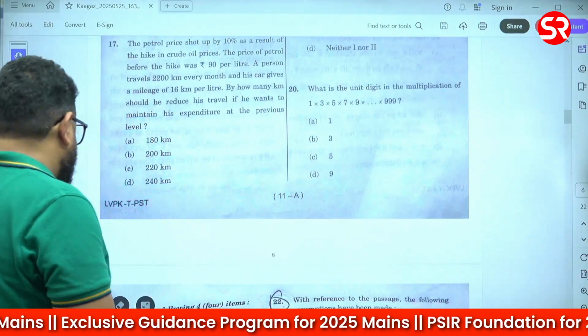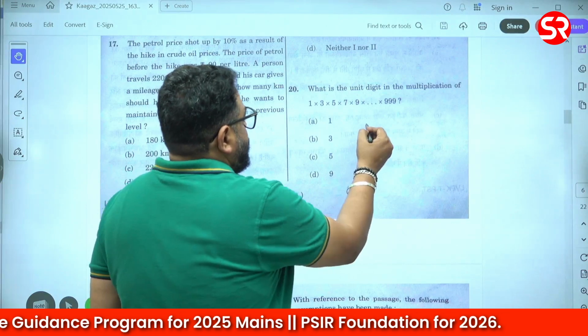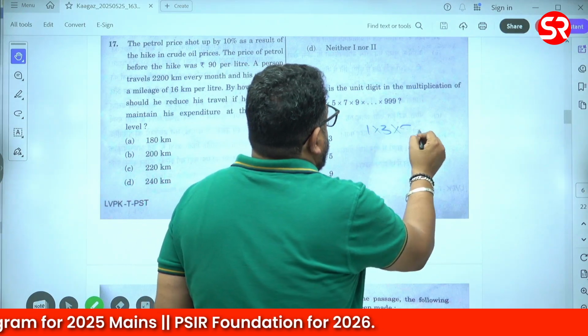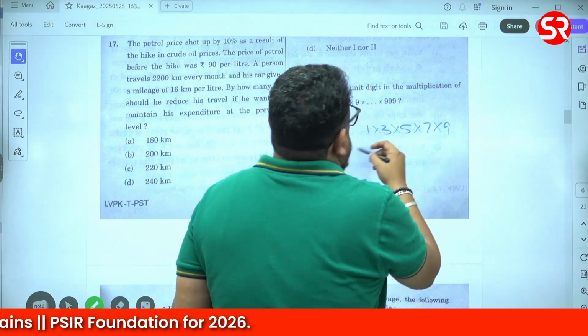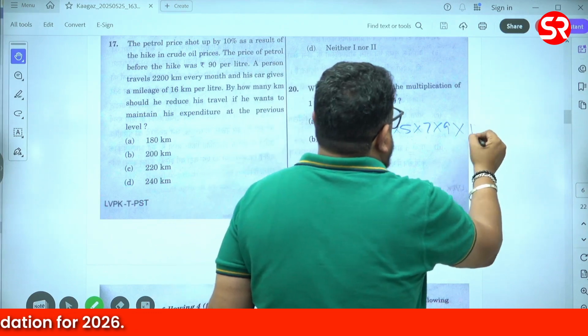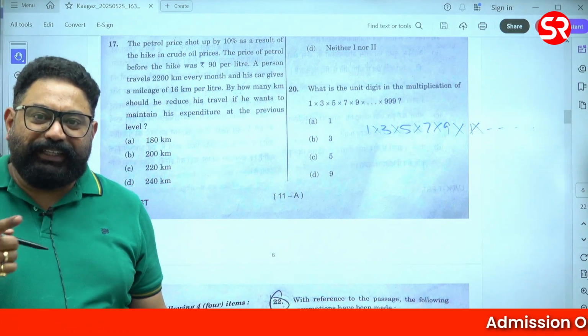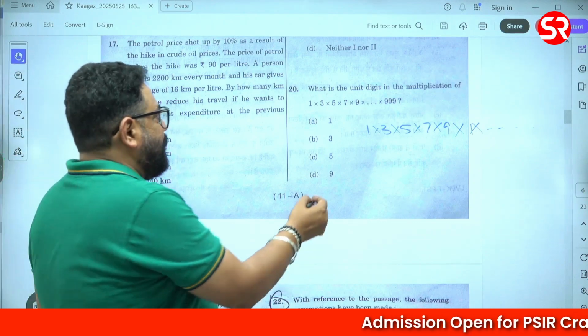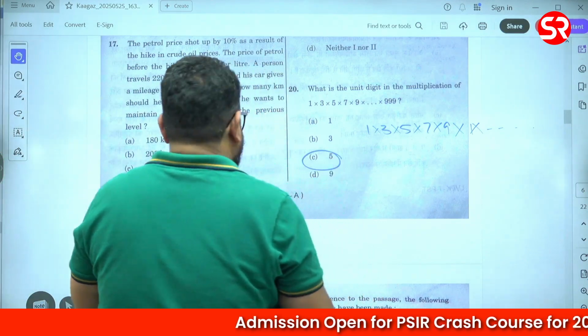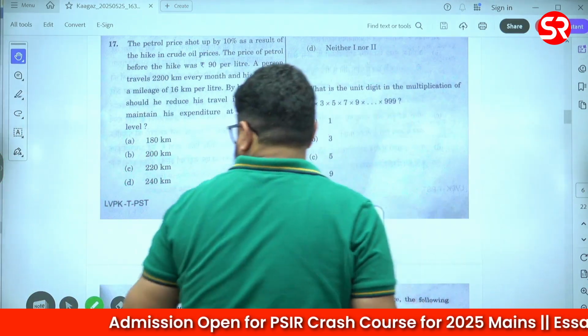Unit digit of a number. See, these are odd numbers: 1, 3, 5, 7, 9. And again, it is 11, which is 1. If you check out, all odd numbers are there, and any odd number multiplied by 5 gives you 5 at the unit place. You should have done it. ये कर लेना चाहिए था तुम्हें. Alright.